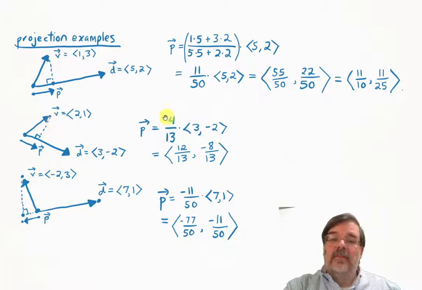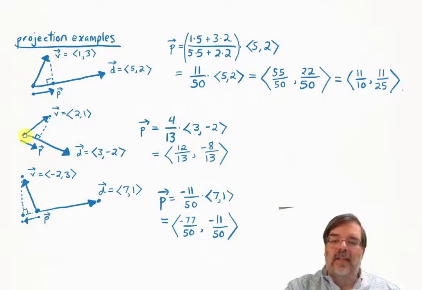The vector calculation that we need to do, on the numerator, we're going to do v dot d. So that's 2 times 3 plus 1 times -2. That gives us 4. On the bottom, we'll calculate d dot d. That's 3 times 3 plus -2 times -2, which is 13. And there's our fraction, and multiply it by the direction d, that's 3, -2. When you multiply that out, the projection vector is 12/13, -8/13.